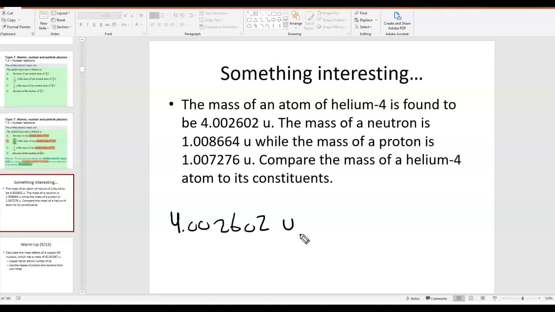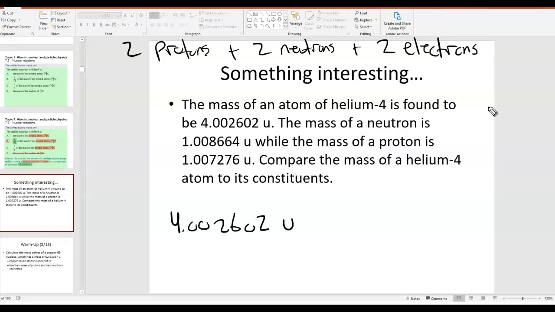Now, a helium-4 atom is basically made of 2 protons and 2 neutrons and 2 electrons. Now, I'm not going to include the mass of the electrons just because the mass of the electron is so much smaller than the mass of the proton or the neutron. And you might say, well, isn't that where the difference is coming from? Isn't it because of the electrons? No, it's actually something different, as we'll see. In fact, if you include the mass of the electrons, that would make the situation worse.